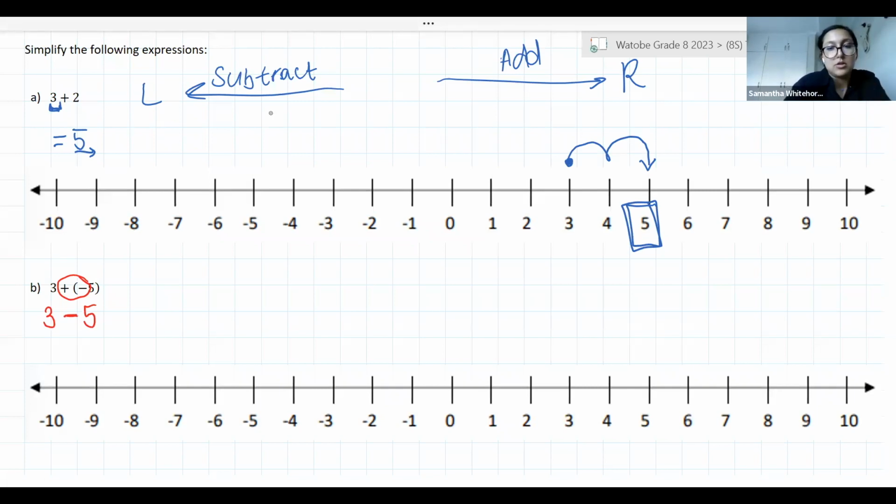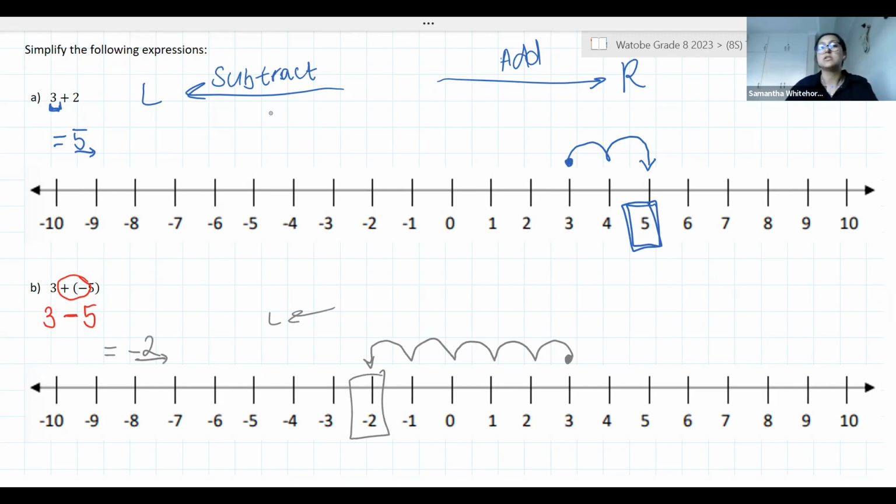So again, I'm starting at 3 on my number line, but this time I am now subtracting. So I need to move to the left. I move to the left 5 units. Where I stop is my answer. And so again, this number line helps me make sure that my answer has the correct sign.